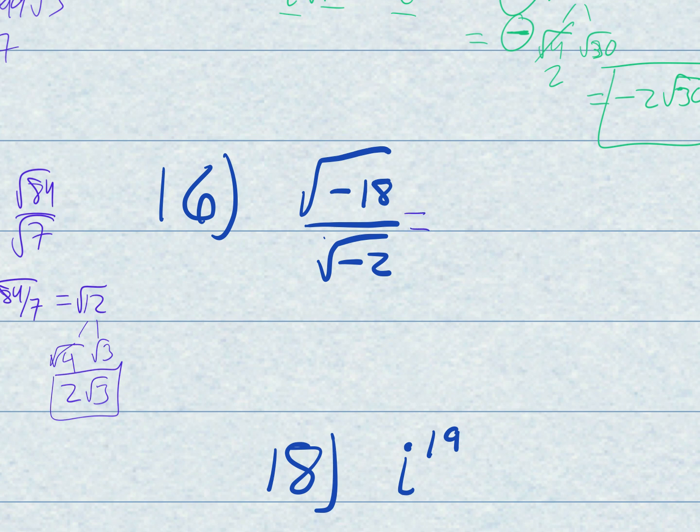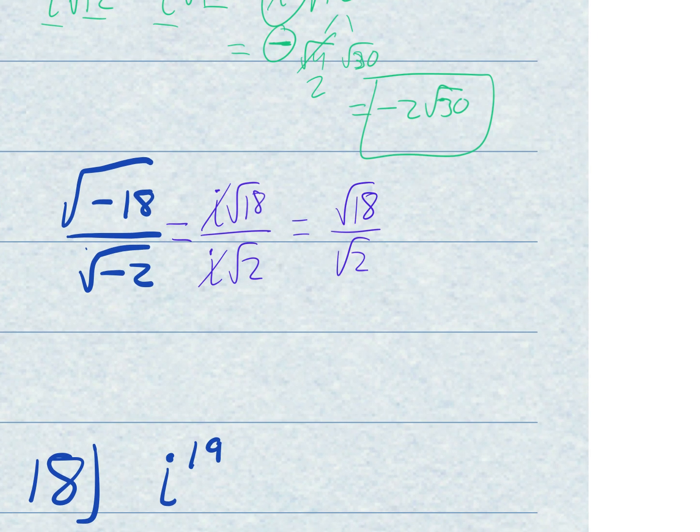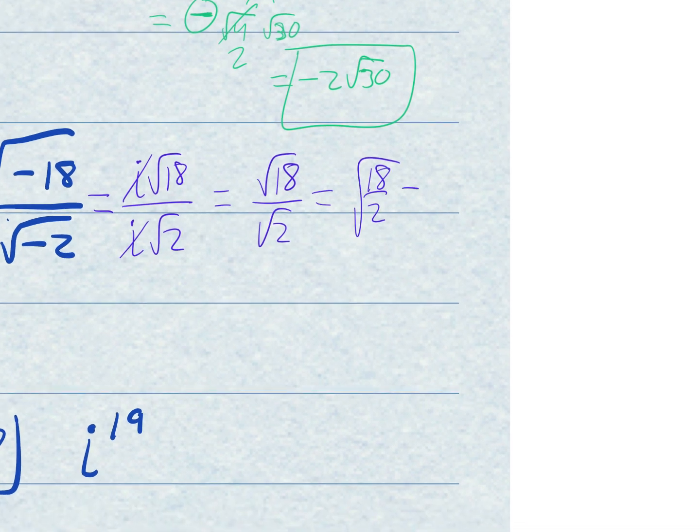Right, you want to take out the i's first. So we get i square root of 18 over i square root of 2. i and i are going to cancel. Then you get square root of 18 over square root of 2. Since they're both underneath the radical, you can do square root of 18 over 2 and write it as a single radical. And then 18 over 2 is going to get you 9. And the square root of 9 is 3.